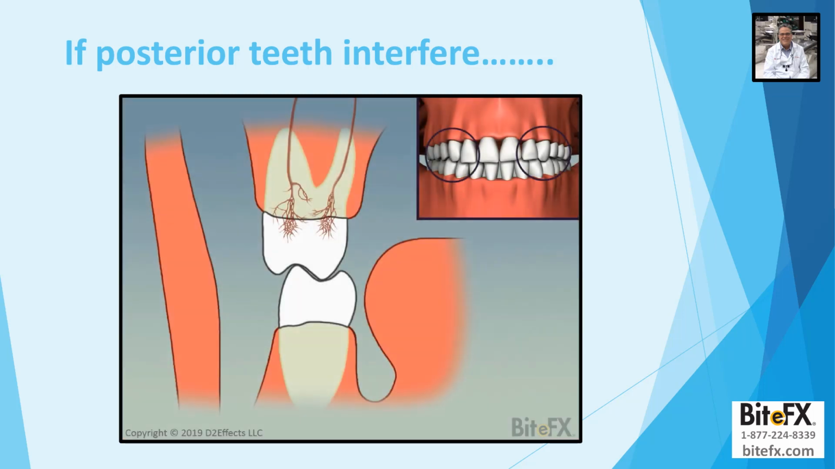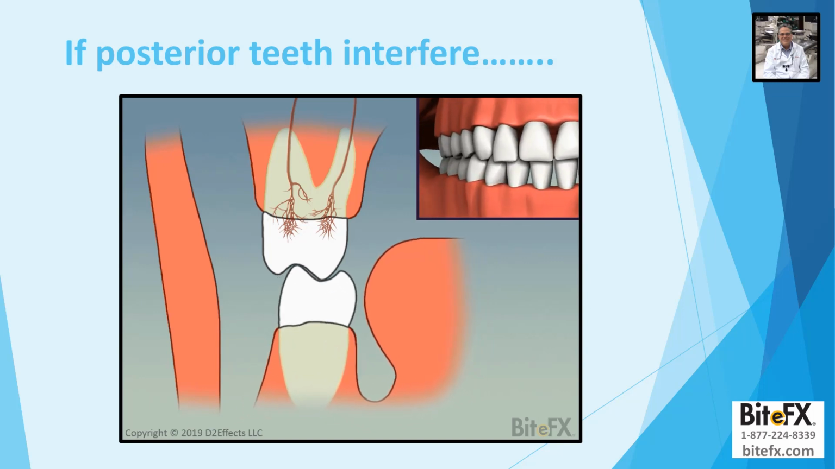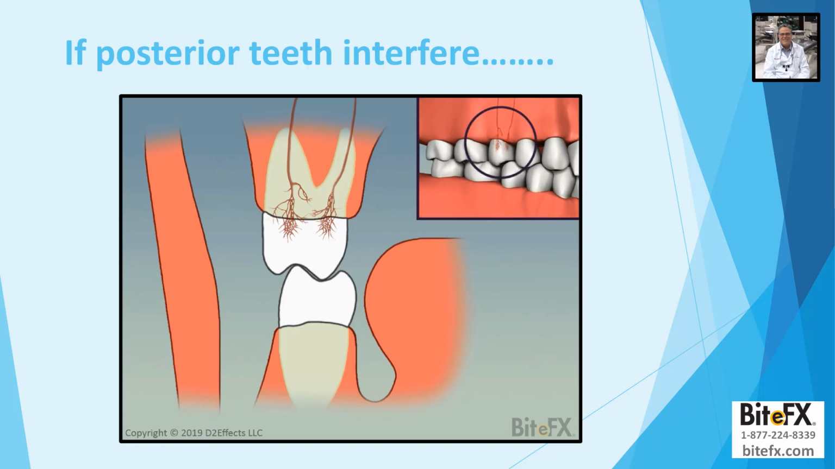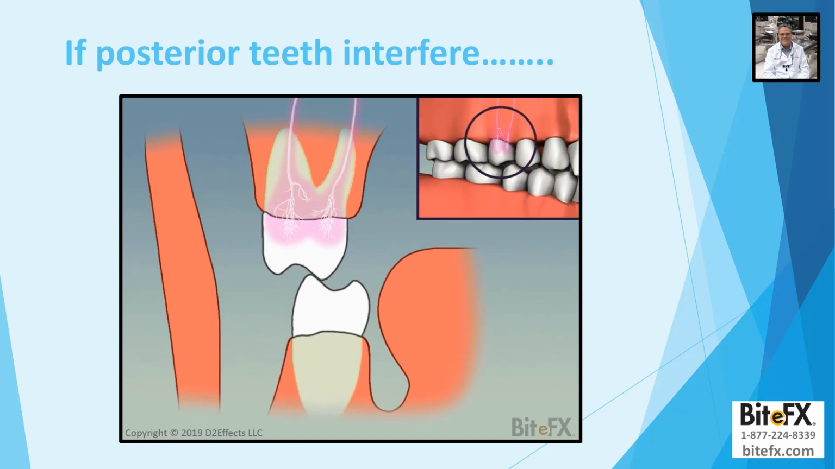If we look at the top picture, you'll see that we have a group function, and we'll also pick up some balancing contacts on the opposite side. So we're going to zoom in here a little bit, and we're going to grind to the right back and forth.